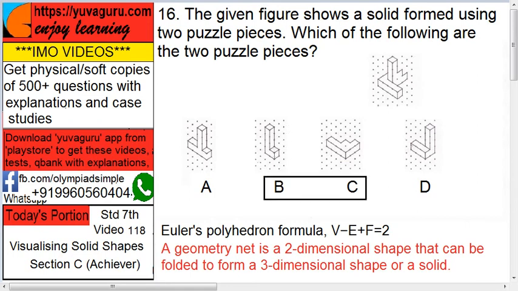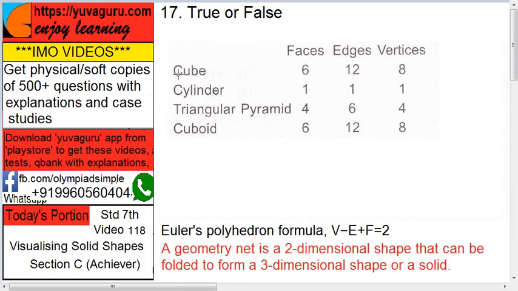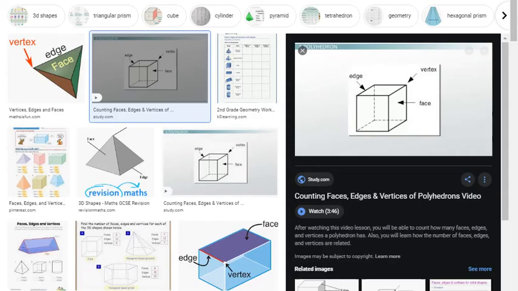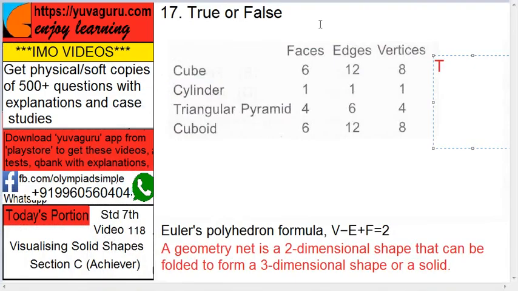Next, state true or false. See here, 4 solids are given and here the elements are given: faces, edges and vertices. We have to check which one is true and which one is false. This is the meaning of edge, this is vertex, a point, and this is the face. Cube has how many faces? 1, 2, 3, 4, 5 and 6, and vertices 1, 2, 3, 4, 5, 6, 7, 8. Edges 1, 2, 3, 4, 4, 4, that means 12. So for cube it is true.